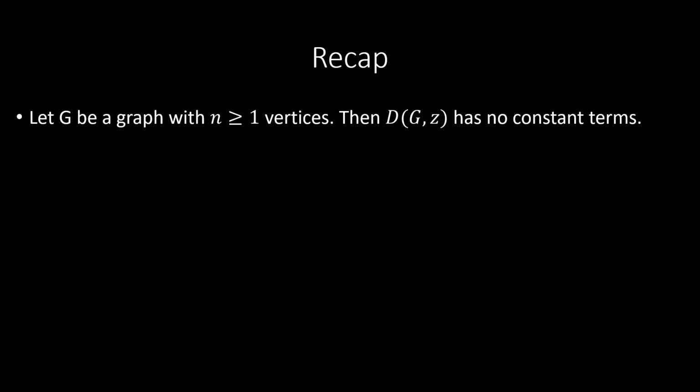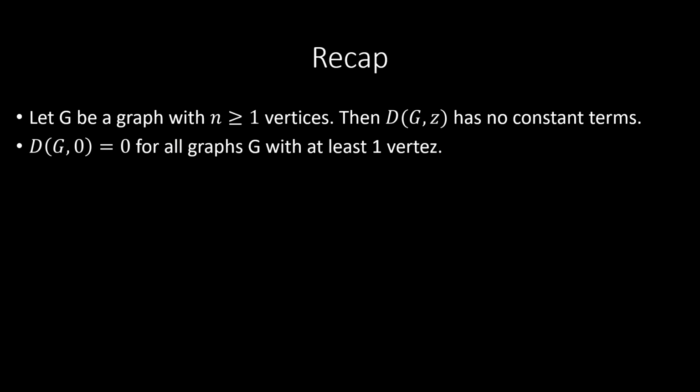Based on a property I covered in a previous video, which is that there are no constant terms in a domination polynomial for a graph with at least one vertex, then for graphs with at least one vertex, 0 will be a root of the domination polynomial.